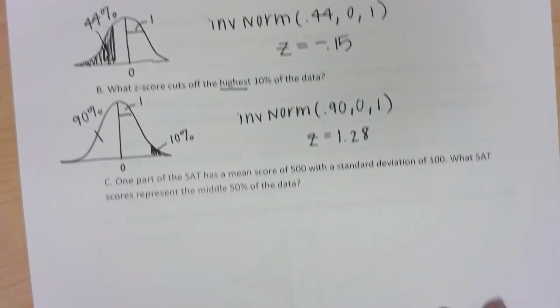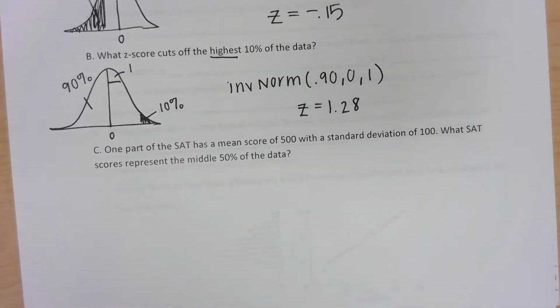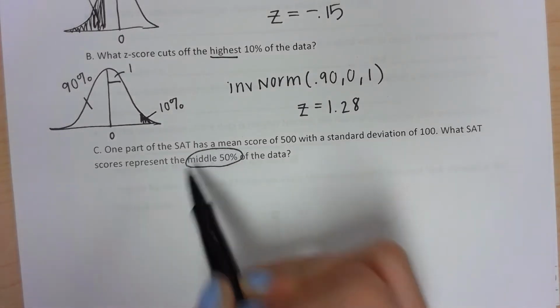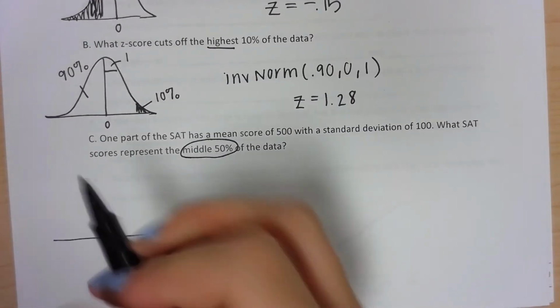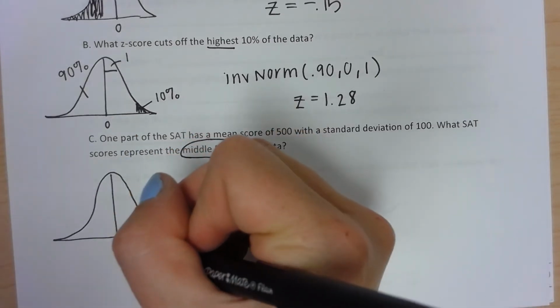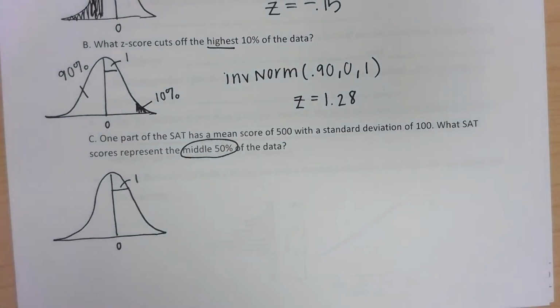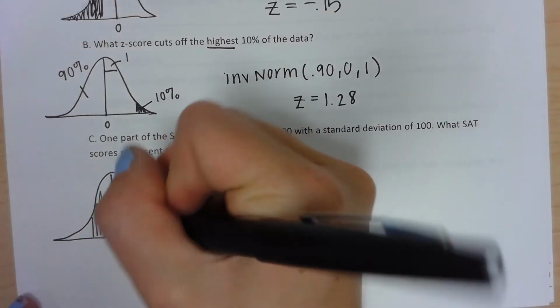Okay, then the last one here is a little bit harder. It says one part of the SAT has a mean score of 500 with a standard deviation of 100. What SAT scores represent the middle 50% of the data? So I'll start with my picture again. I want this to be the normal curve, so I have a mean of 0 and 1, and I know that I'm looking for this middle 50%.